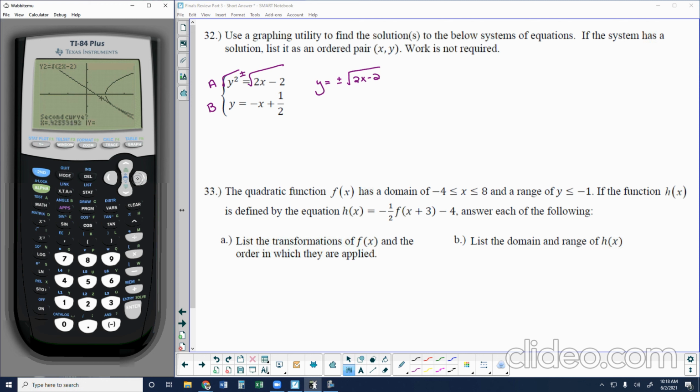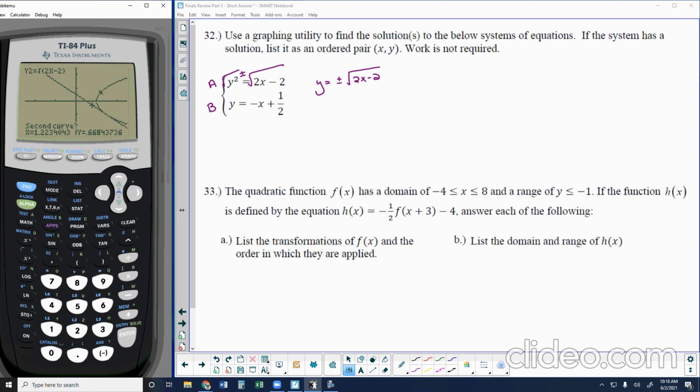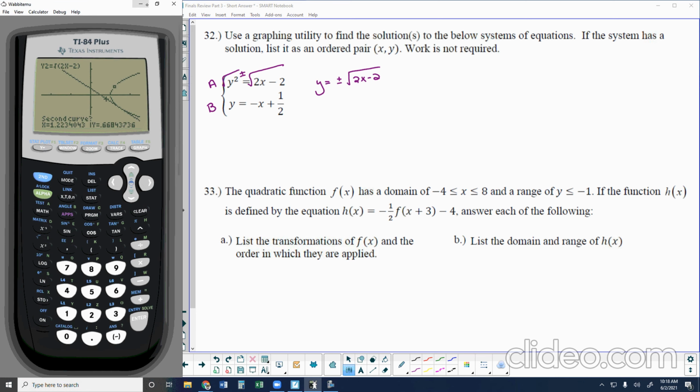Find where that cursor went. There it is. And it puts it on the upper portion of the parabola, but it's actually intersecting on the lower portion. So I'm going to push the down arrow key. So now I'm on the lower portion close to the intersection. And then I'm going to hit enter twice.